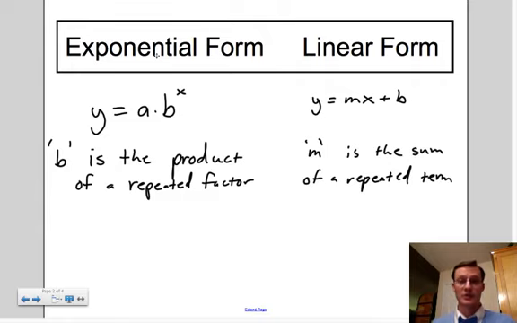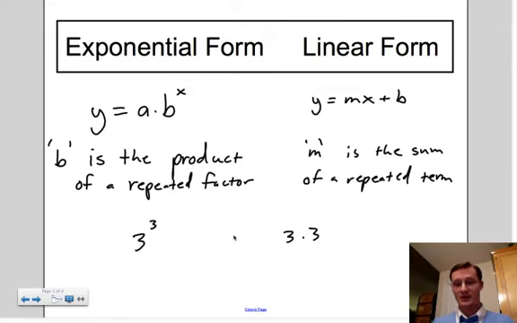Exponential basically means that you're multiplying something over and over and over. So if you had 3 times 3 times 3, that would be 3 to the third, because you multiply it by itself 3 times. You have the product of a repeated factor. If you had 3 plus 3 plus 3, that'd be 3 times 3.